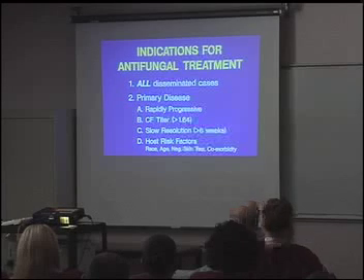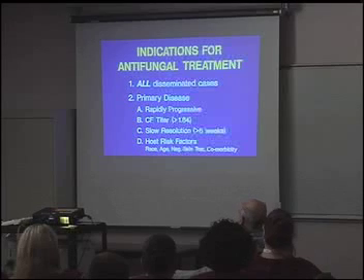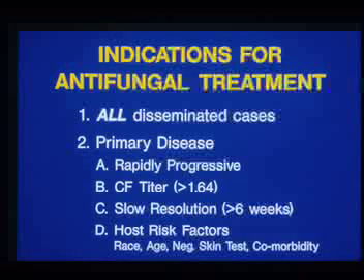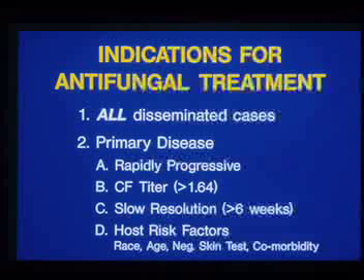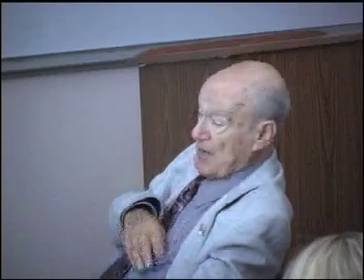So, whom do we treat with the armamentarium we have? We treat all disseminated disease, all cases that have spread. We treat most lung diseases, most primary cases, particularly the rapidly progressive ones, the ones that have a high titer, the ones that show slow resolution, or where the host has certain risk factors. With the availability of fluconazole now, particularly at the lower price level, most of us now treat every single case of primary valley fever that we see, because we never know when we first see a case immediately who is going to be the bad one. And there is evidence that by doing that, we can actually prevent some cases of dissemination.